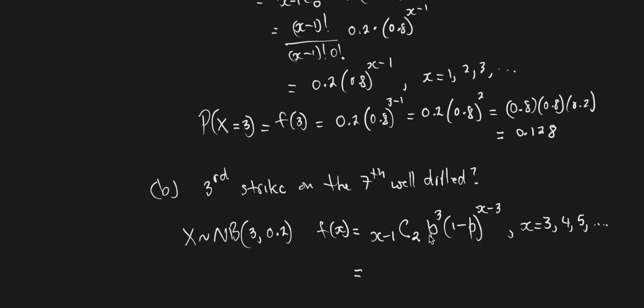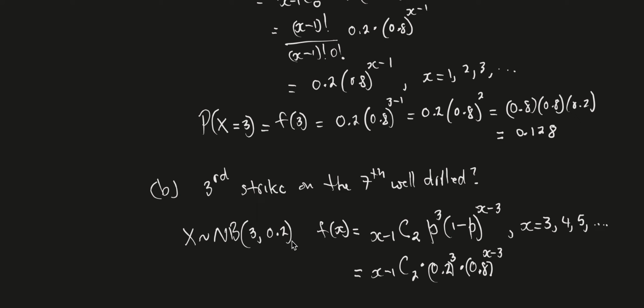So let me just go ahead and plug the 0.2 in. So it's x minus 1, choose 2, times p to the third, p which is 0.2, so 0.2 to the third power times 0.8 to the x minus 3 power. Let me put those in parentheses, so we don't get the decimals and the multiplication things mixed up. All right, so that's our PDF for this case.